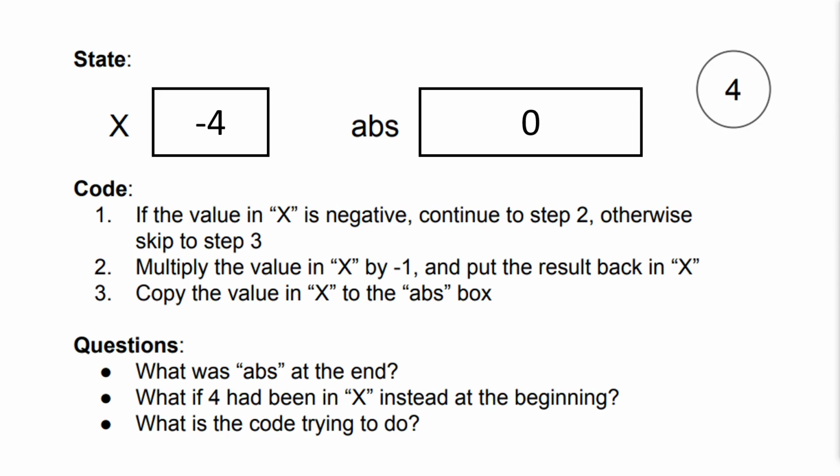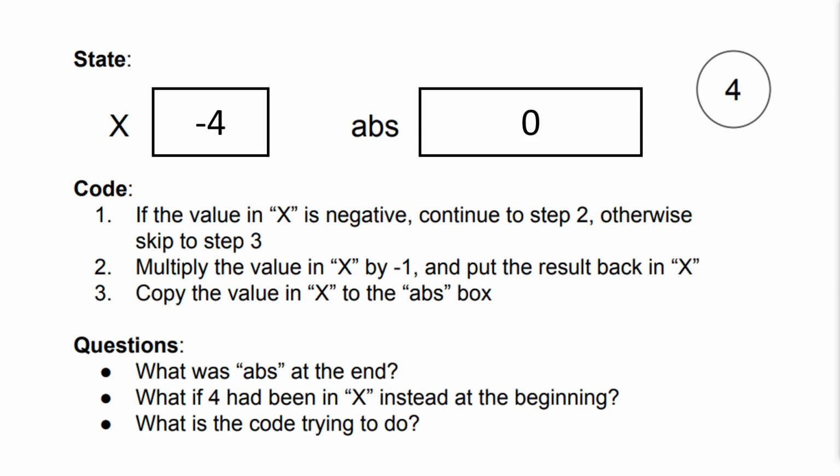All right, welcome back. So let me just walk through this. Step 1, if the value in x, there it is, x is negative, continue to step 2. Otherwise, skip to step 3. Okay, it is negative, so multiply the value in x by -1 and put the result back in x.